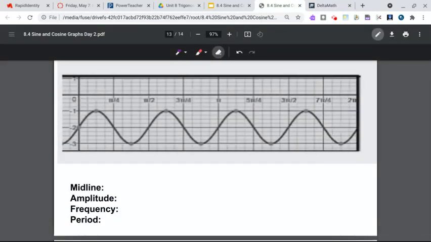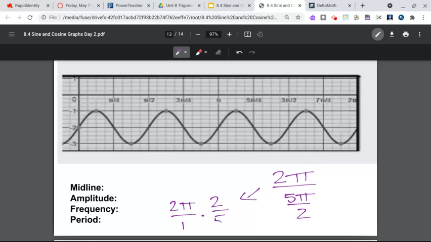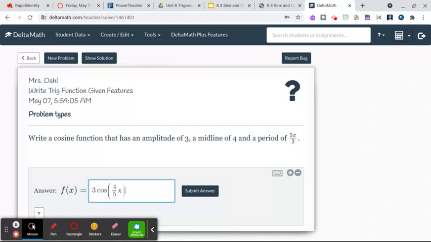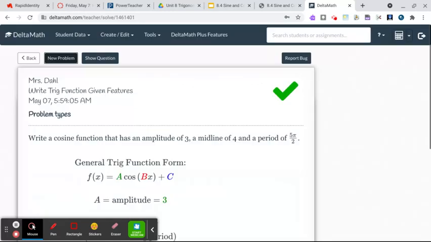So let me just go back here. I'm just going to use this page here. 2 pi over 5 pi over 2, which is going to give us 2 pi over 1 times 2 over 5 pi. The pi's cancel. Our b value is 4/5. Okay, so we go back. I'm going to put in parentheses 4/5 x, and then our midline is +4. Check it. Perfect. Okay, let's go back out.